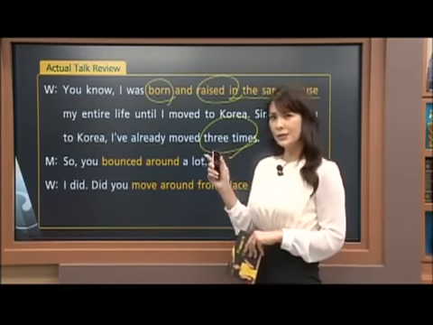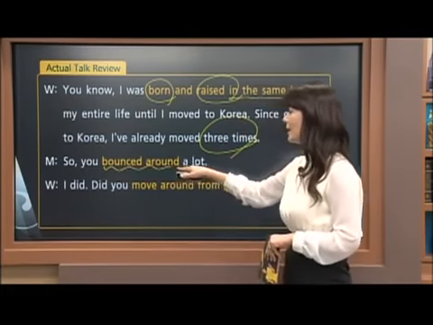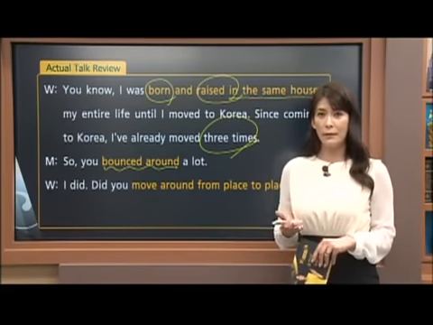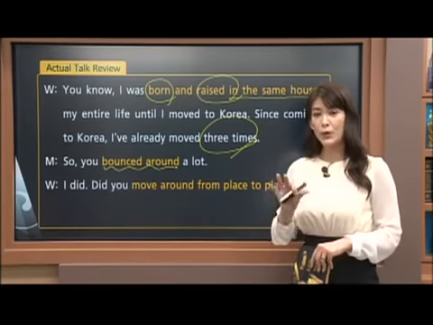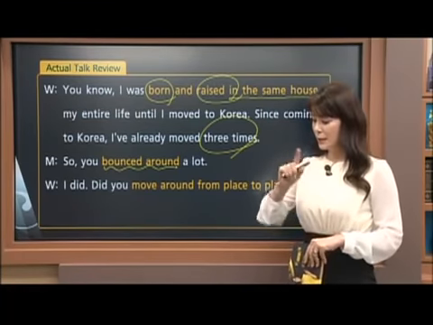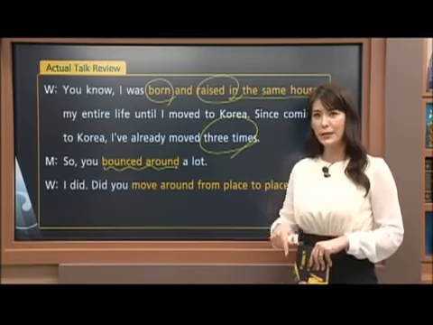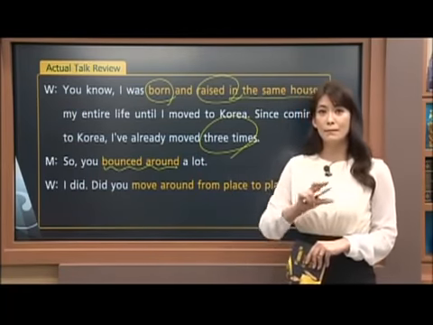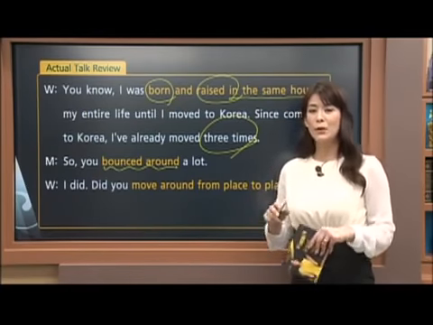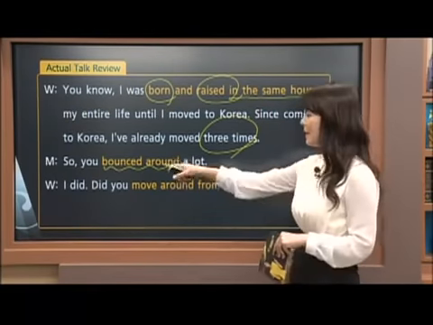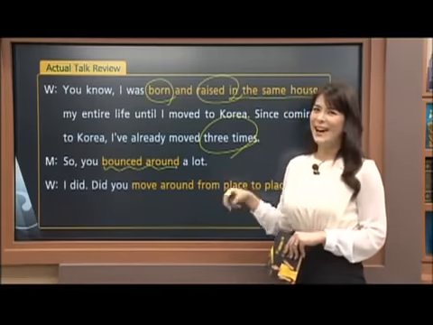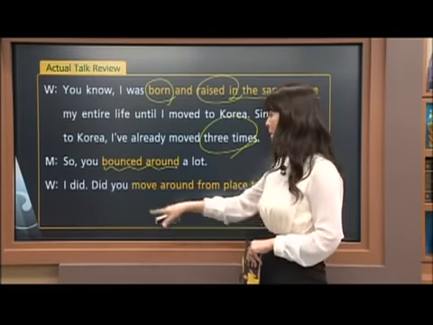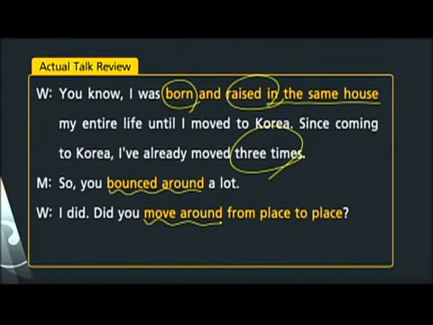Now, Peter says, so you bounced around a lot. Now, what is bounce? We often bounce balls, for example, basketballs, we bounce or dribble basketballs, right? So it's bouncing up and down. There's movement, there's motion. So if you say bounce around, it means the same thing as move around, okay? You are moving from one place to another, okay? Bounce around. So Rachel says, yes, I did. I did bounce around a lot, move around a lot. And then she asks, did you move around from place to place?